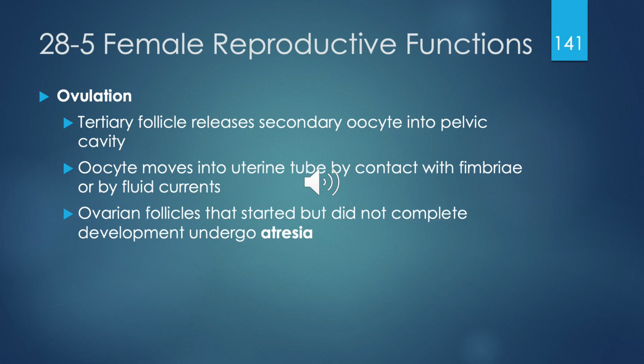Ovulation occurs when a tertiary follicle releases a secondary oocyte into the pelvic cavity, and then we have the fimbriae of the uterine tube which are able to grab that. The oocyte moves into the uterine tube by contact with the fimbriae or even fluid currents, and the ovarian follicles that started but didn't get all the way through the process will now degenerate in a process called atresia.